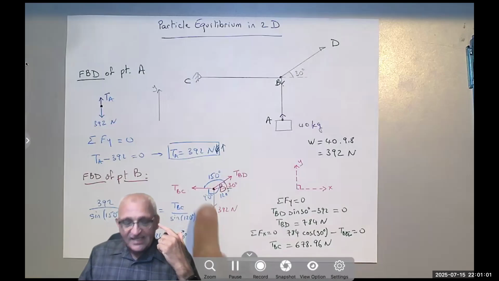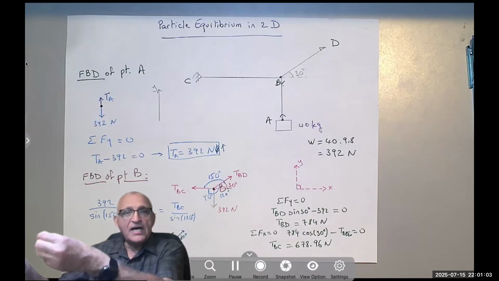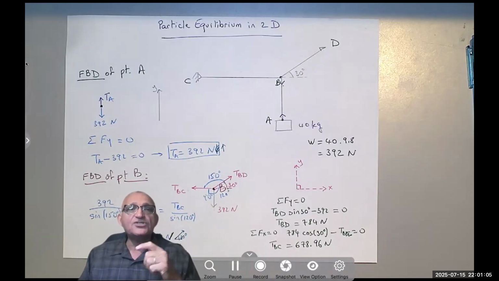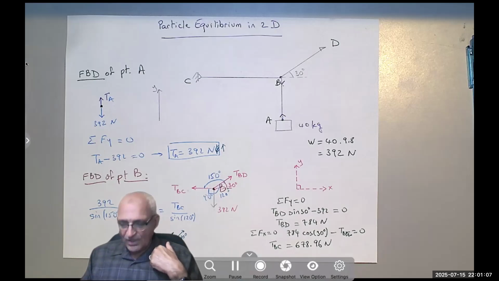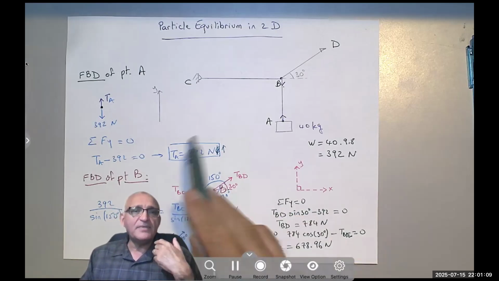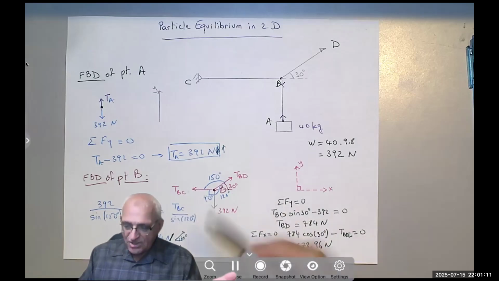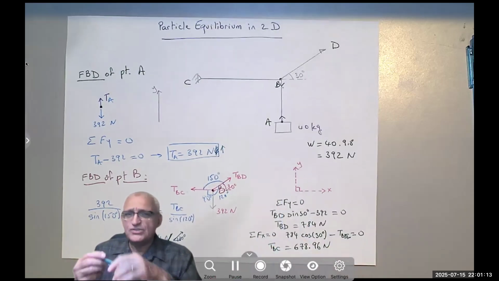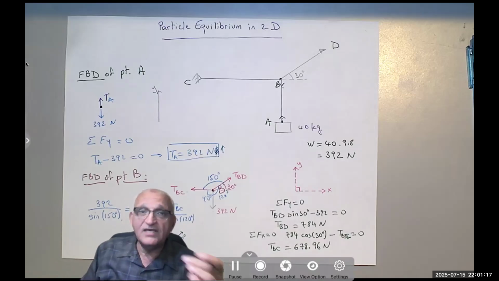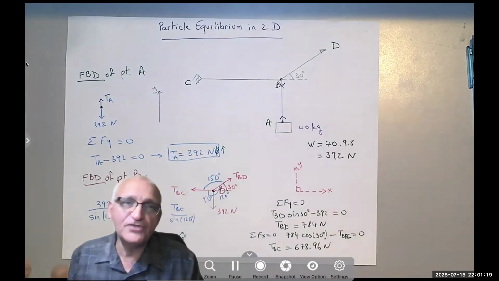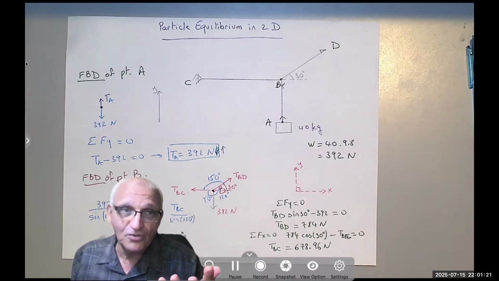Always say, if I give this figure to some other engineer, would he or she ask me, what is this angle? Or what do you mean by X or Y, because I didn't show my X and Y? Are you using horizontal and vertical or inclined and normal? If they ask this question, it means your free body diagram is not correct or it's not complete.